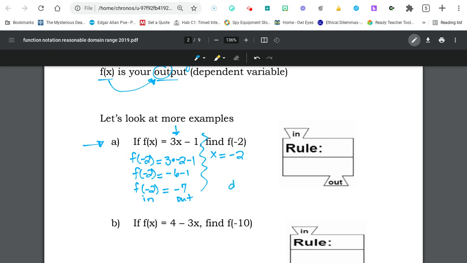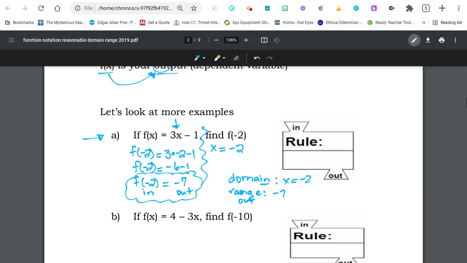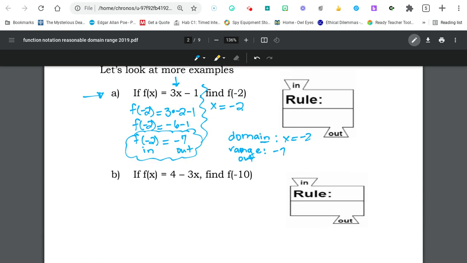So my domain is what you put in. And I put in an x of negative 2. And my range is what you get out of it after you put in a negative 2. My range was negative 7. But you would write your answer like this: f of negative 2 equals negative 7. When you put in negative 2 for x, you get out negative 7 for your range or your y or your f of x. Or I could say my output. So many different names for the same thing. Dependent variable, all for y.